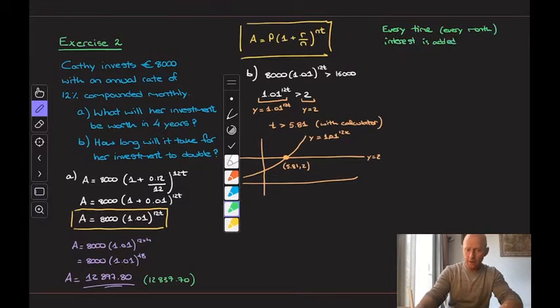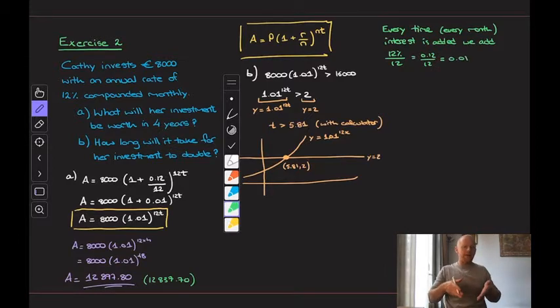Every time we add 12% divided by 12, the number of times in a year. Now that's equal to 0.12 over 12, and as we saw previously, that's equal to 0.01. So basically, with this scenario, in this particular bank, every month, the amount Kathy has is being increased by 1%. That's basically what that's saying.